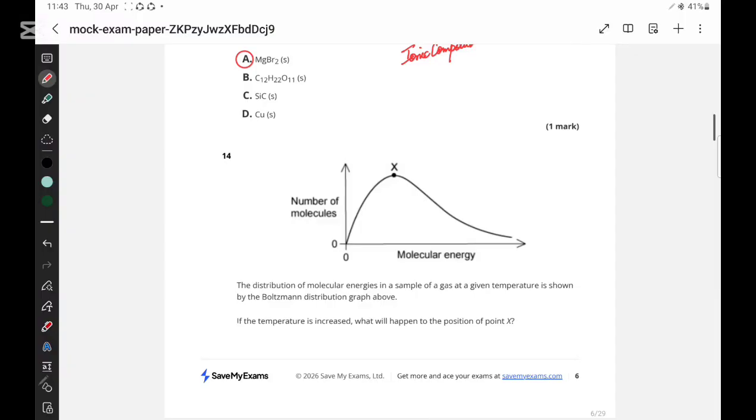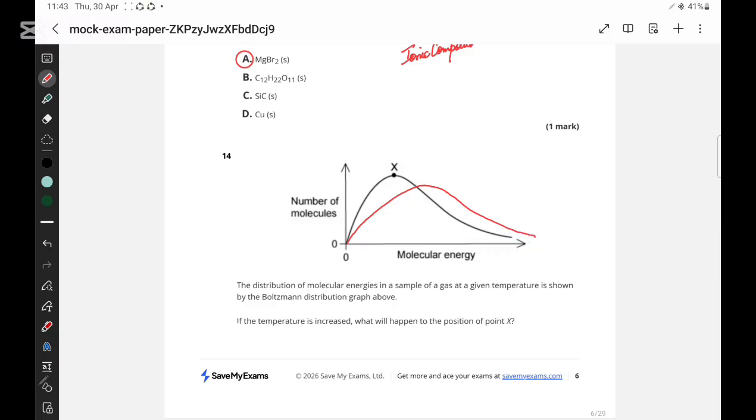So the next question, they have given us a Boltzmann distribution graph. Now they are asking, if the temperature is increased, what will happen to the position of point X? So if the temperature is increased, then what happens? We are going to have a new graph like this.